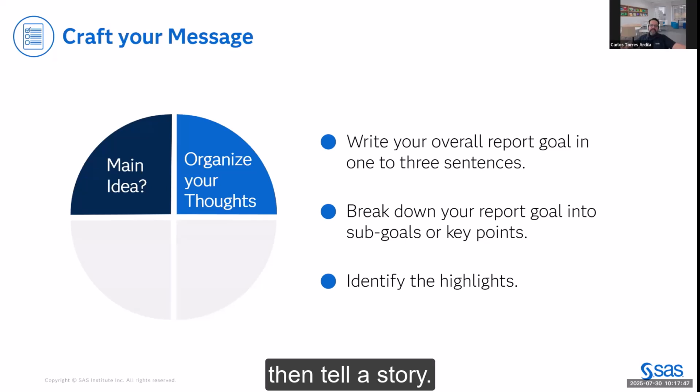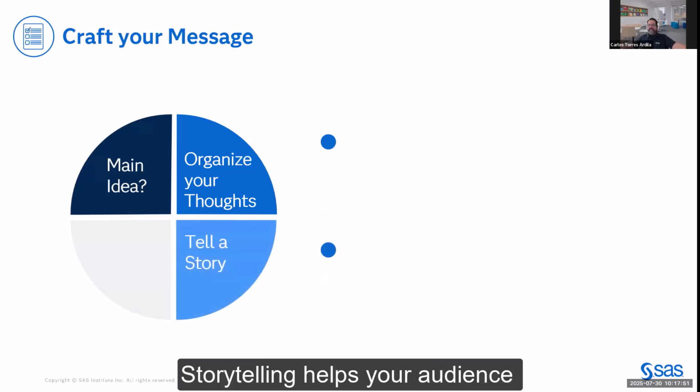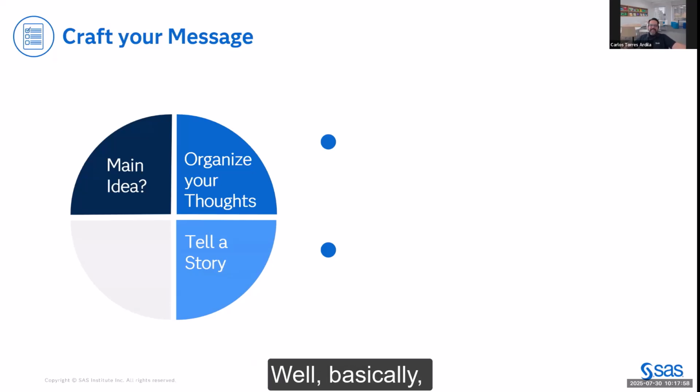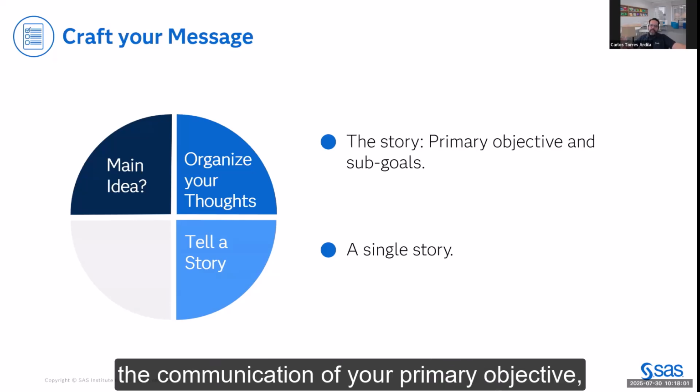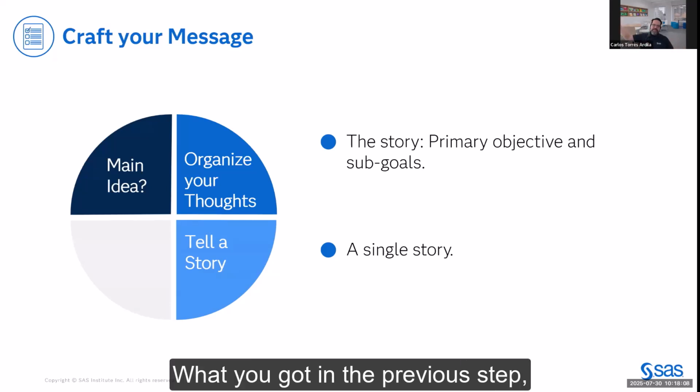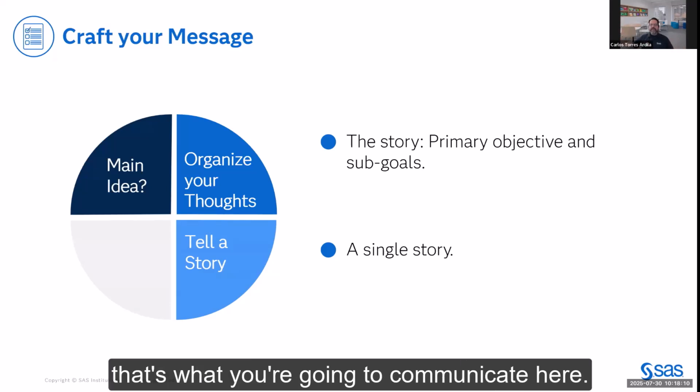With this in mind, then tell a story. Storytelling helps your audience learn and absorb the information. What does it mean, tell a story? Well, basically, the story of your report is the communication of your primary objective and your sub-goals. What you got in the previous step, that's what you're going to communicate here.